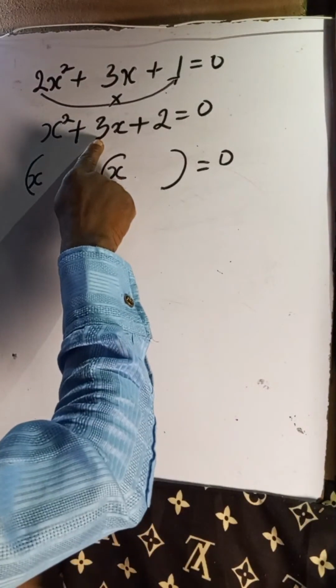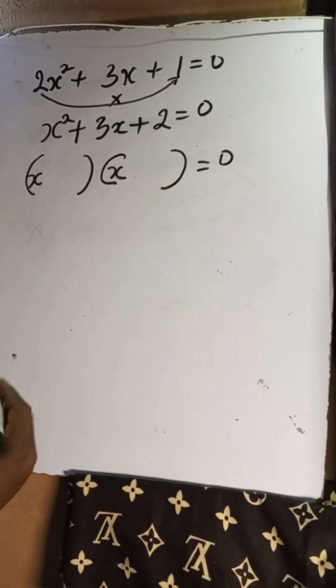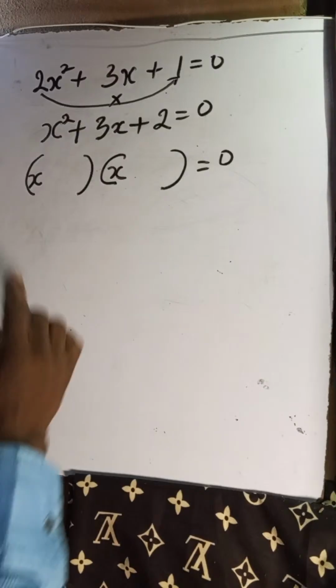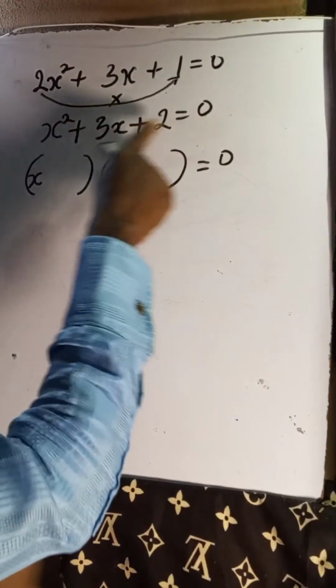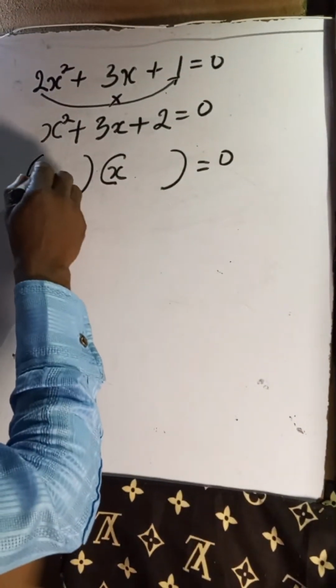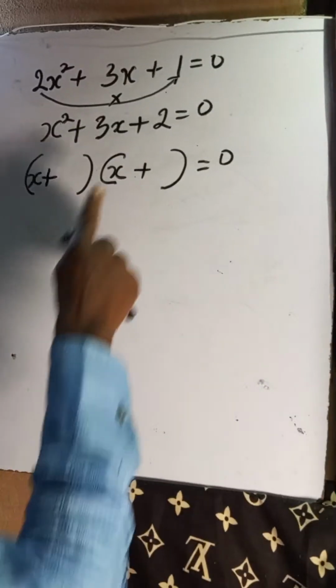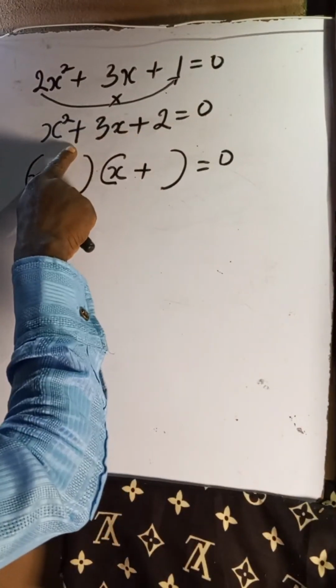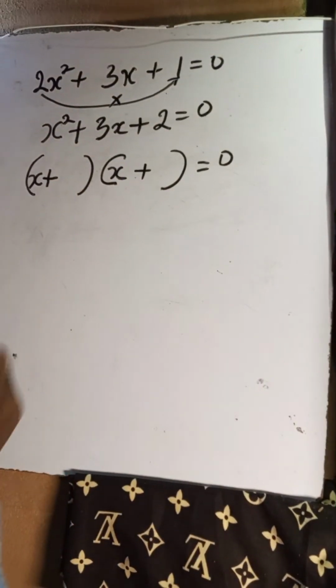So two numbers that will add up to give 3 and multiply to give 2. What are the two numbers? The two numbers must be of the same sign, plus and plus. You can see here there's no minus at all, which means the two numbers must be plus. How do I know that the two numbers must be plus? Same sign, because here is plus, plus here, so it makes it plus and plus. Then what are the two numbers?